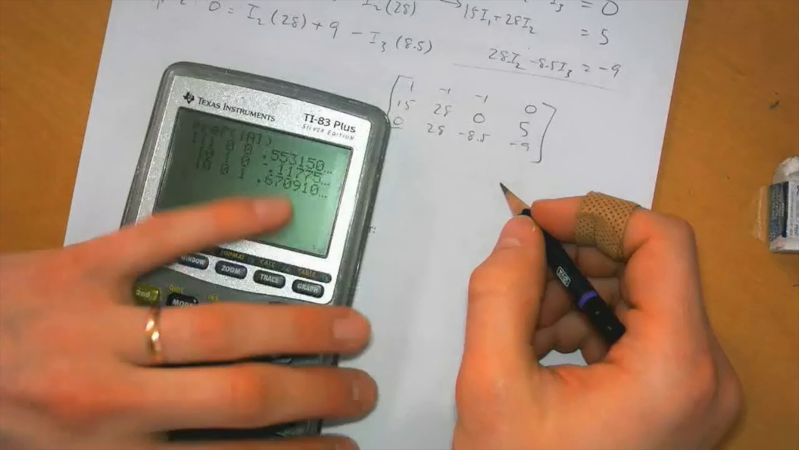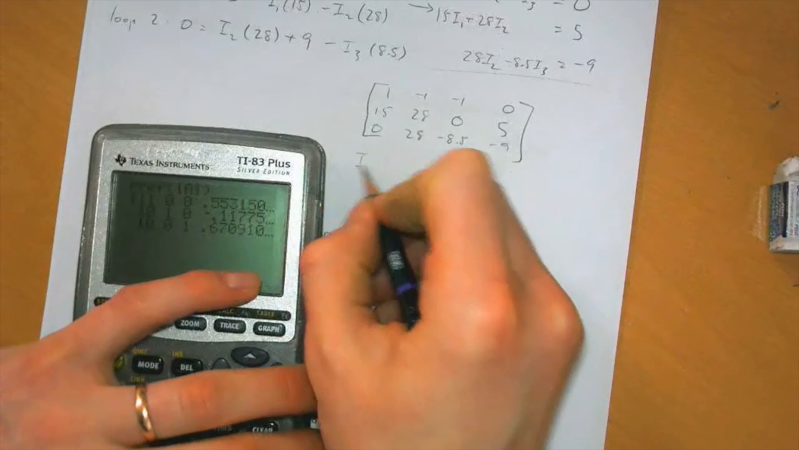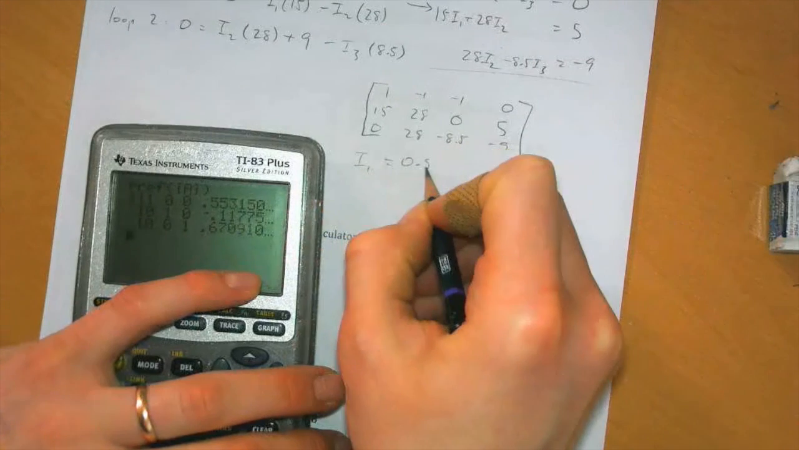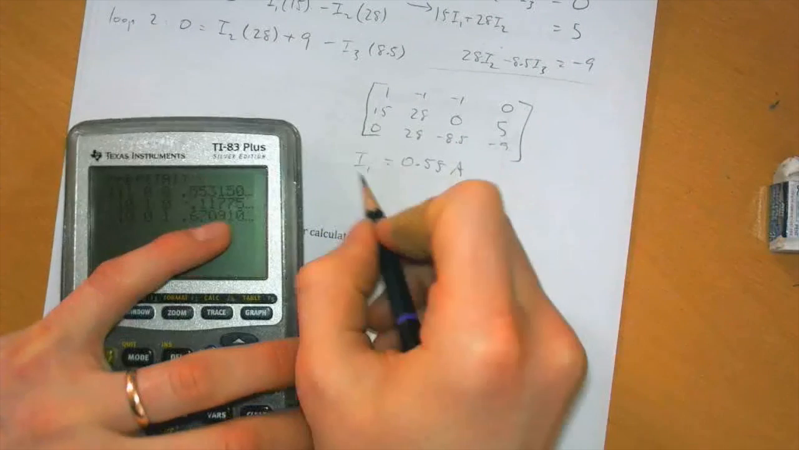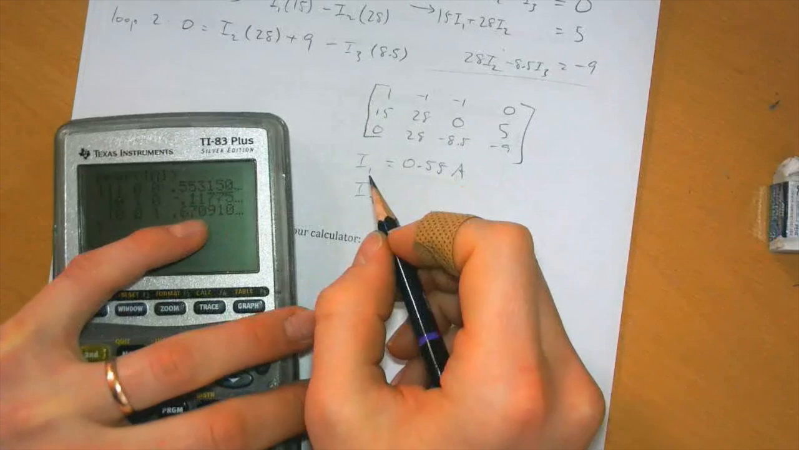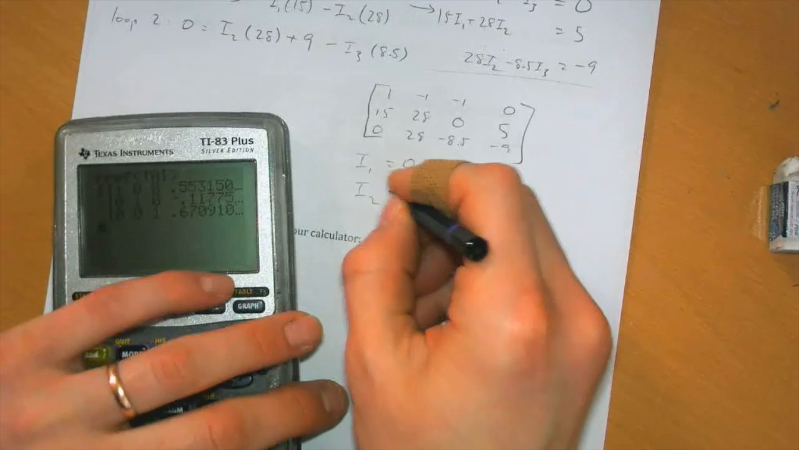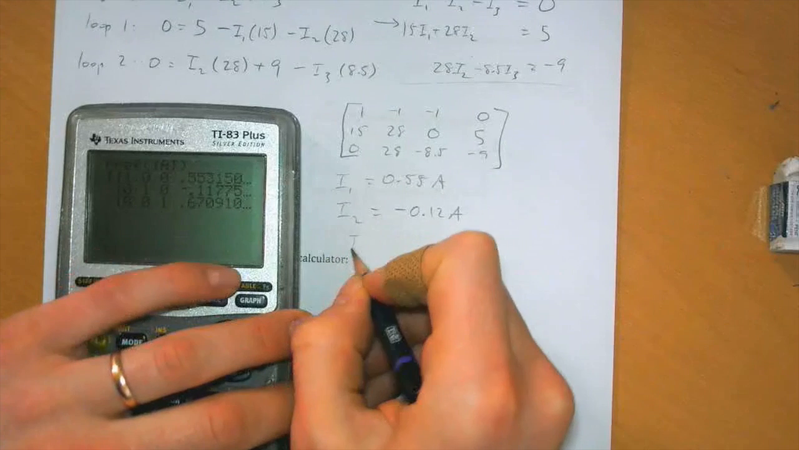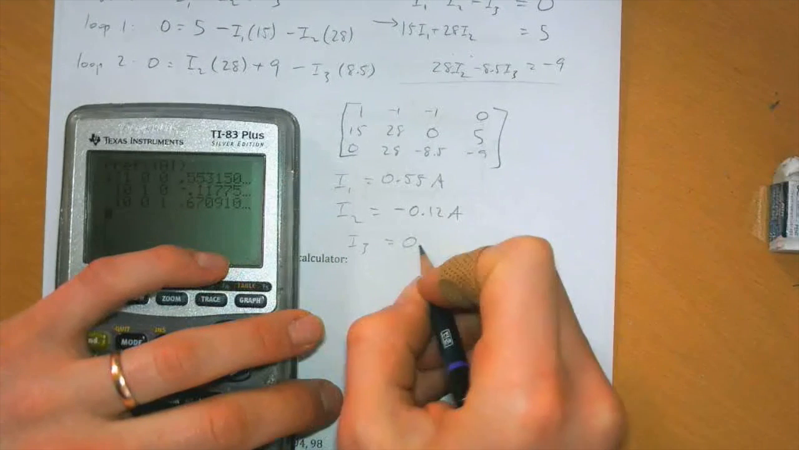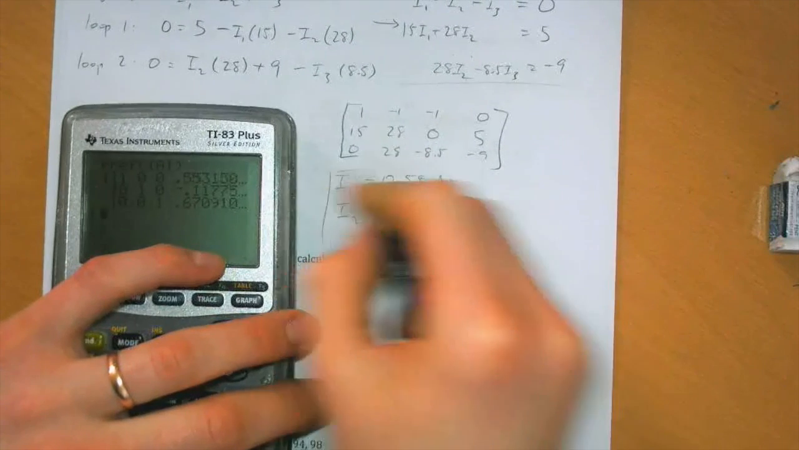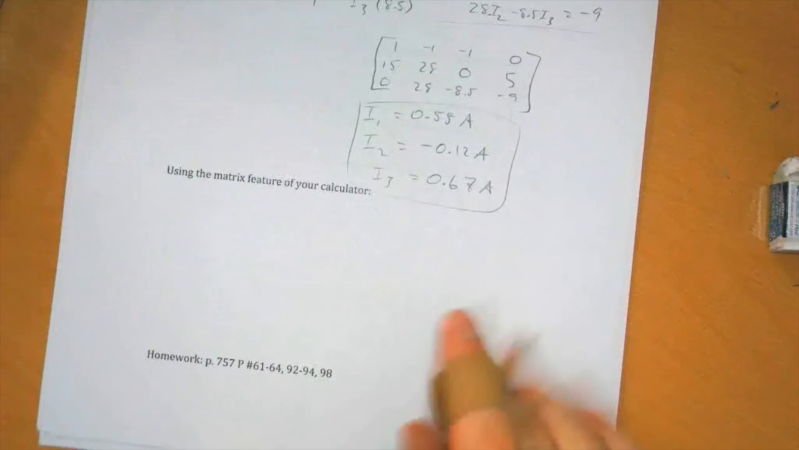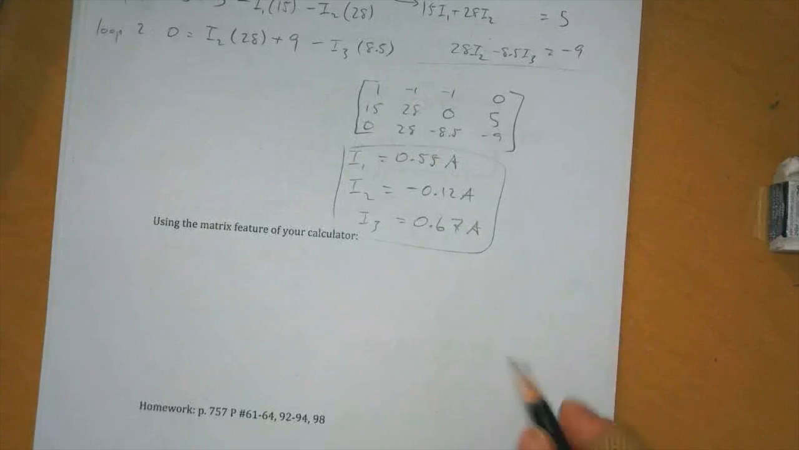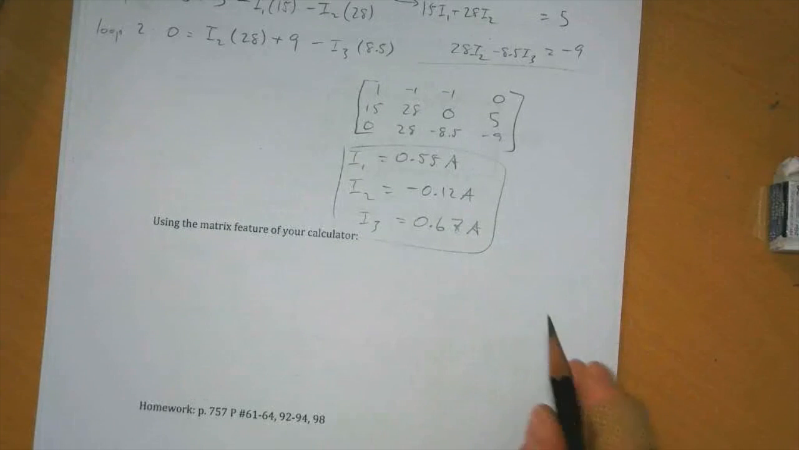So from this, we see that our current 1 is equal to 0.55 amps. Current 2 is negative, which means it's in the opposite direction from what I assumed. So it's actually going upward through the resistor instead of down. It's negative 0.12 amps. I3 is equal to 0.67 amps.